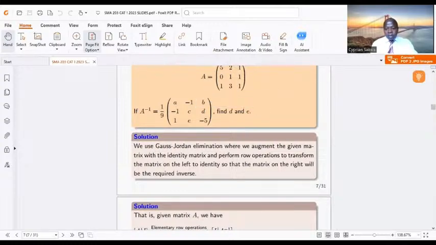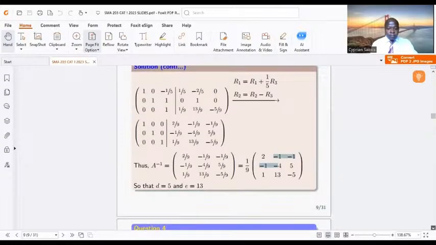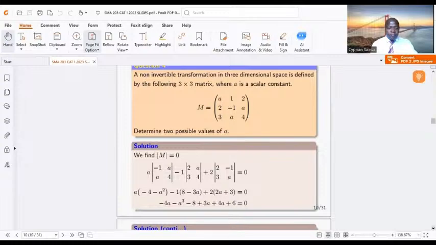Now, we can move to the next question. Question 4 talks of an invertible transformation in a 3-dimensional space being defined by a 3x3 matrix, and it has an A, which is a scalar. So the question is, find the possible values of A. Now, for you to do this question, you must know what non-invertible means. It means this matrix here has no inverse.